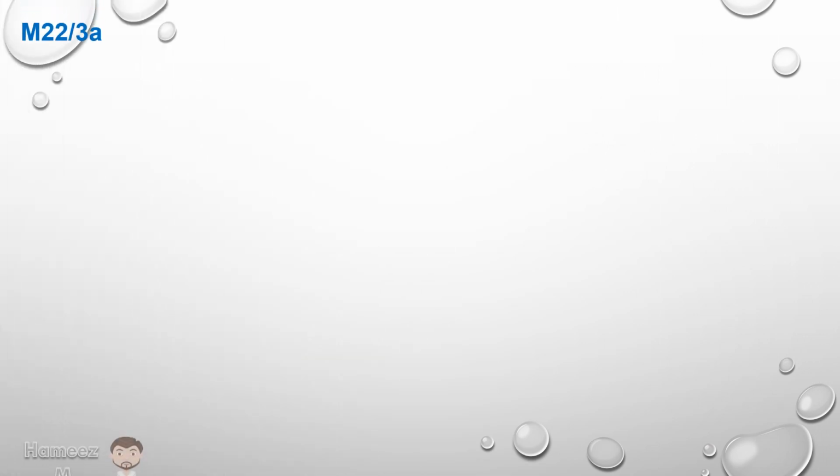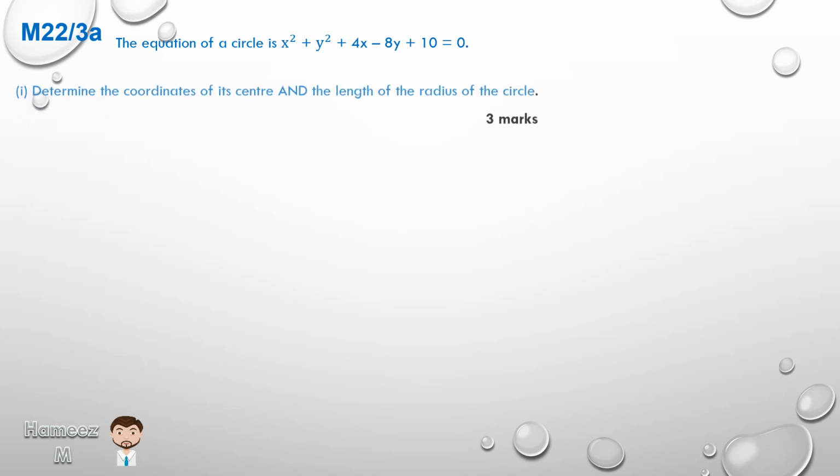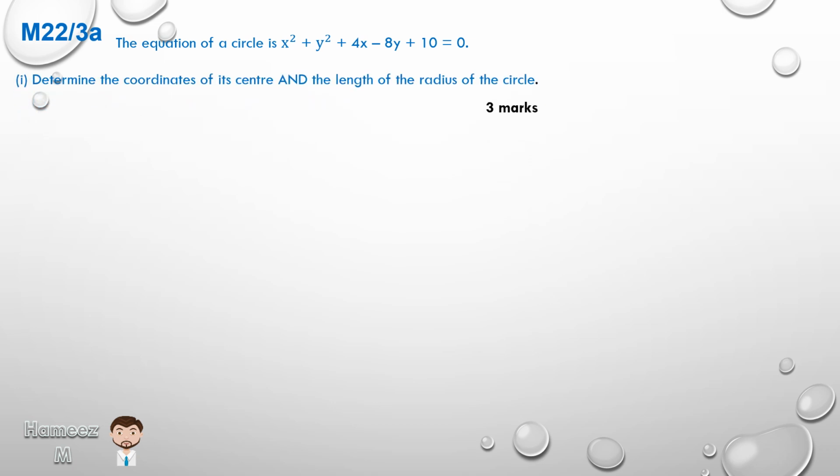May 2022, number 3a. The equation of a circle is x squared plus y squared plus 4x minus 8y plus 10 is equal to 0. Part 1. Determine the coordinates of its center and the length of the radius of the circle.